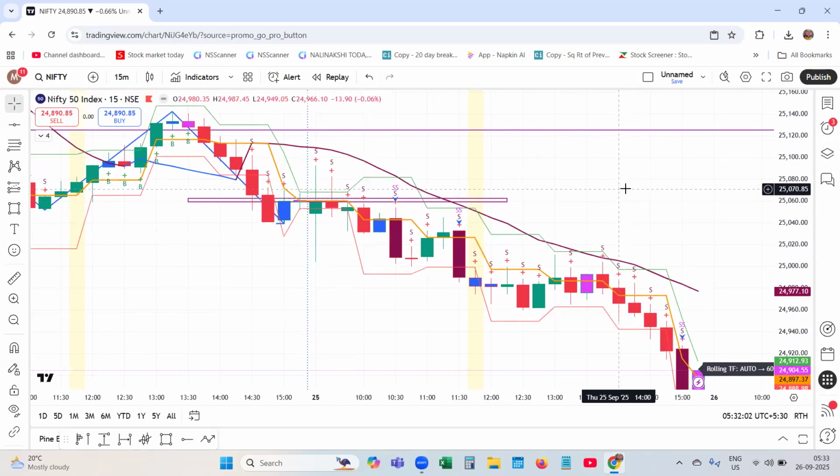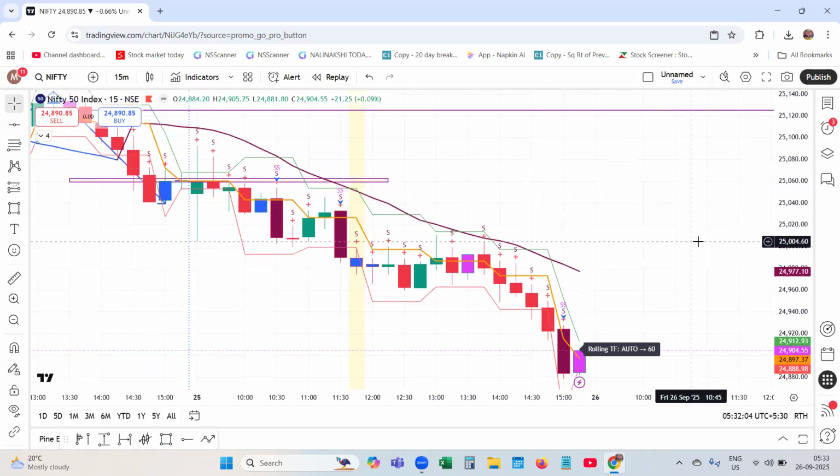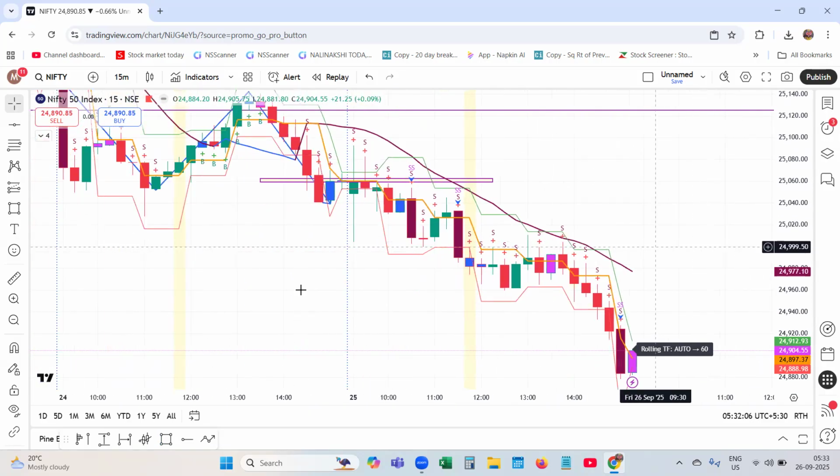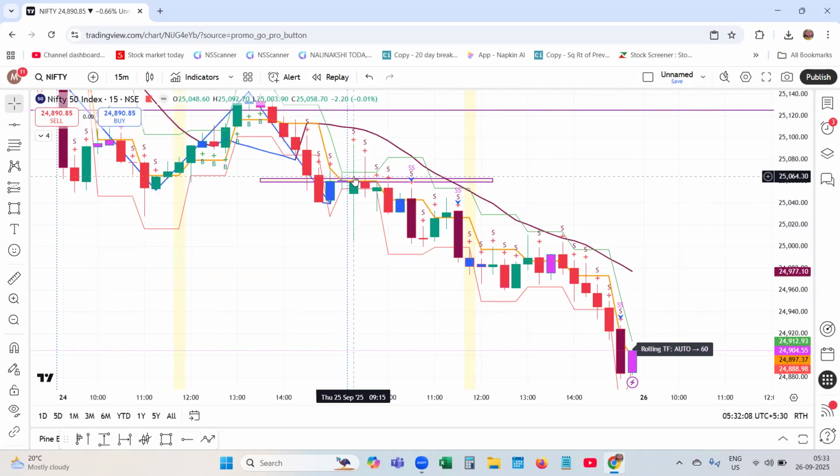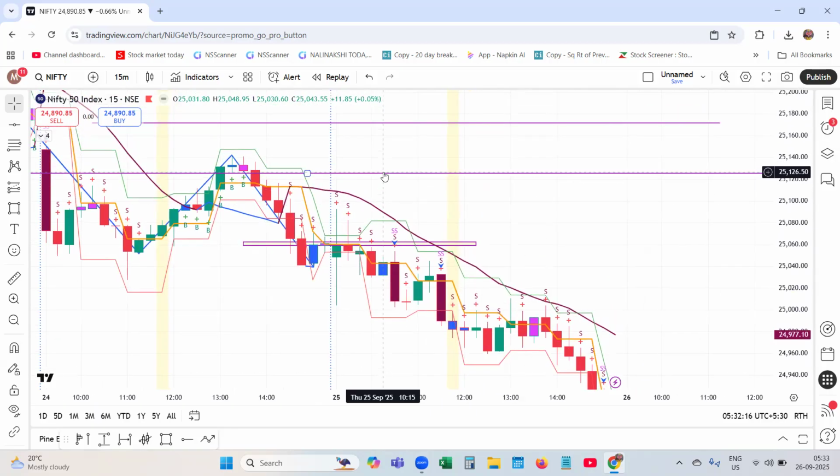Immediate balance line is here. The market opens. Definitely, you will be in confusion. But there is no confusion. The trend is negative. This is the immediate barrier.